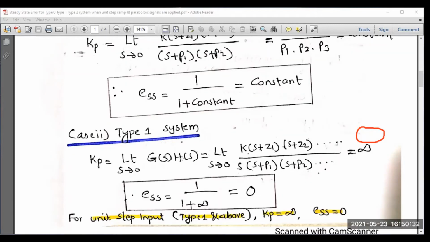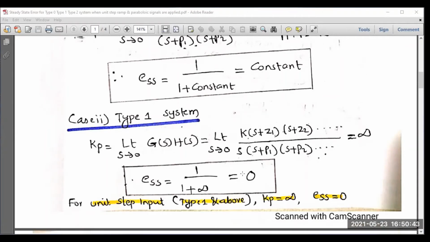In the second case, I have computed the value of Kp. After putting the limit, I got the value of Kp equal to infinity. If the value of Kp is infinity, 1 by 1 plus infinity will be 0. Now I am going to make a conclusion that for a unit step input, for type 1 and above, the steady state error will be 0. That means Kp is infinity, and of course the steady state error will be 0. That is the first conclusion. The first part of the video is completed.